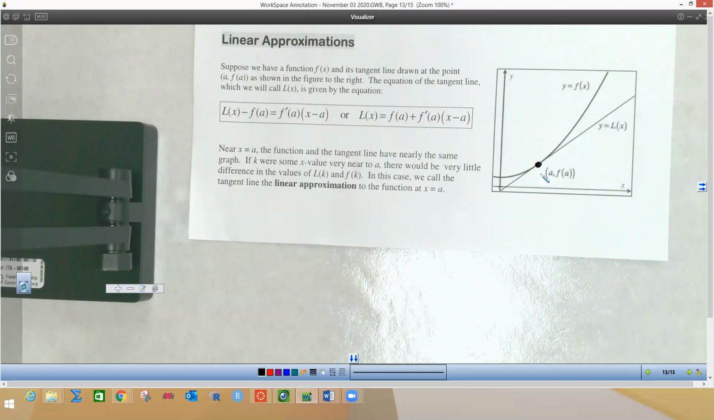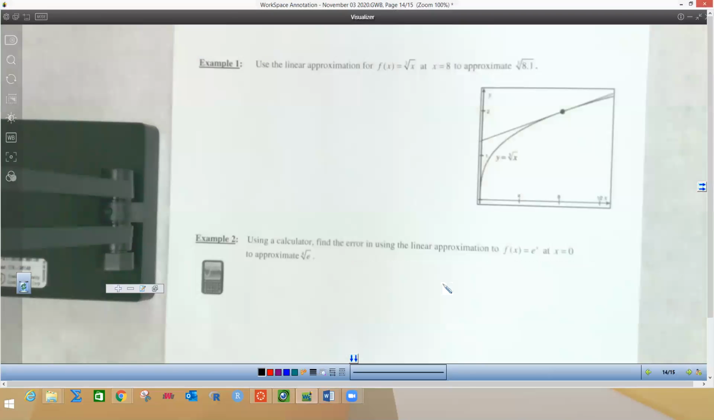And this was usually on the AP test, and usually you're going to have to tell if your approximation is an overestimate or an underestimate. In other words, is the real function greater or less than your approximation, and we'll get to that later. So that's what we're doing on this. We're trying to approximate a different value other than A that's fairly close to A, and we're going to use the line to do it. So we're going to be finding tangent lines today.